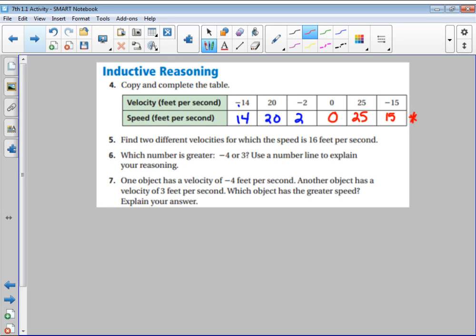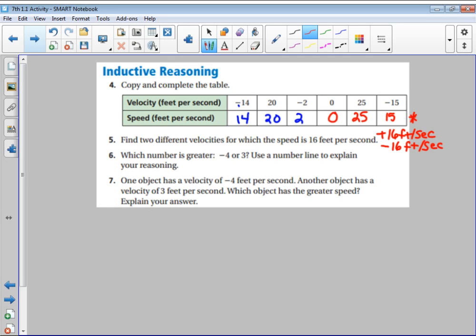Number 5 says find two different velocities for which the speed is 16 feet per second. So remember, velocity includes direction. So we could be going up 16 feet per second. And you don't have to have the positive sign, but I'm going to include it. What other direction could we be traveling at 16 feet per second? We could be traveling down or backwards, which is a negative 16 feet per second.